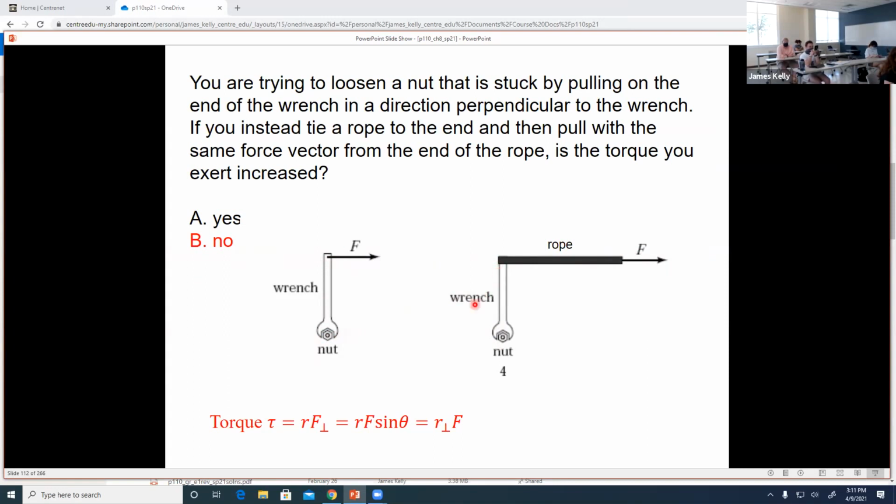So if I look at the first form of the torque, the third form right here, force is staying the same, the moment arm is staying the same, so the torque is the same in both those cases.